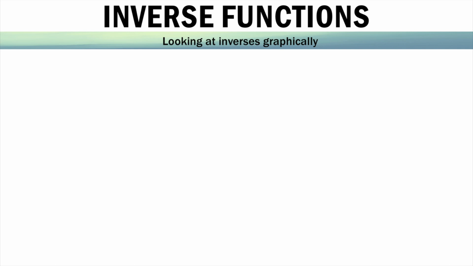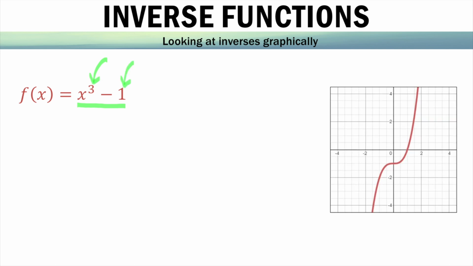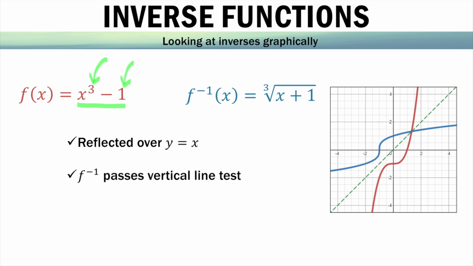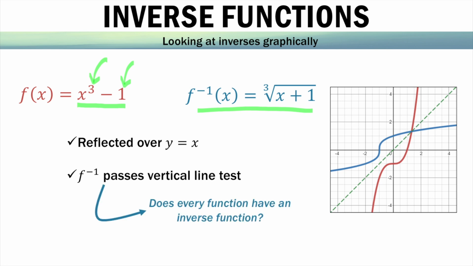We're going to start by looking at inverses graphically. So if I've got this function x cubed minus 1, first of all, can you picture a cubic function in your mind and then shift it down one? That's what it would look like. Its inverse function is the cube root of x plus 1, and that's what that looks like graphically. You'll see that they are reflected over the line y equals x. And our f inverse, the blue one, does pass the vertical line test, so our f inverse is also a function. But does every function have an inverse function?